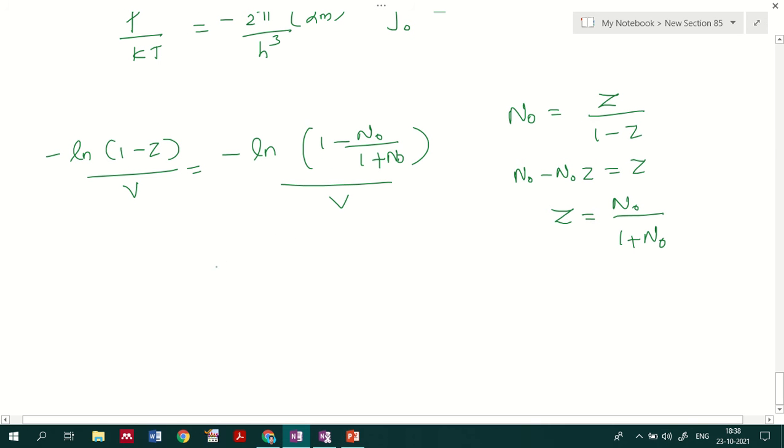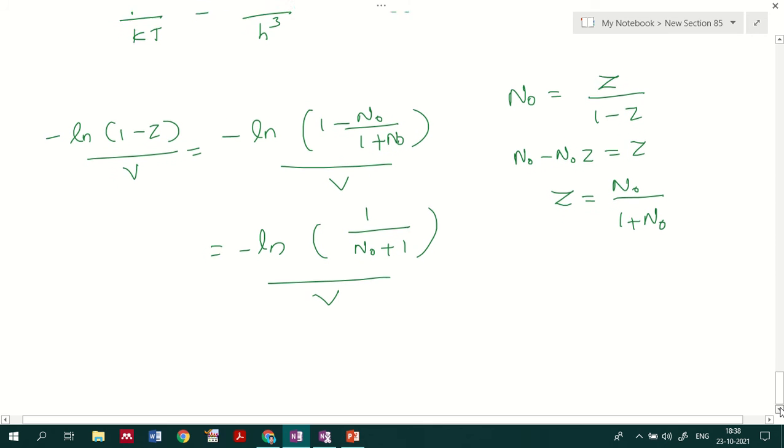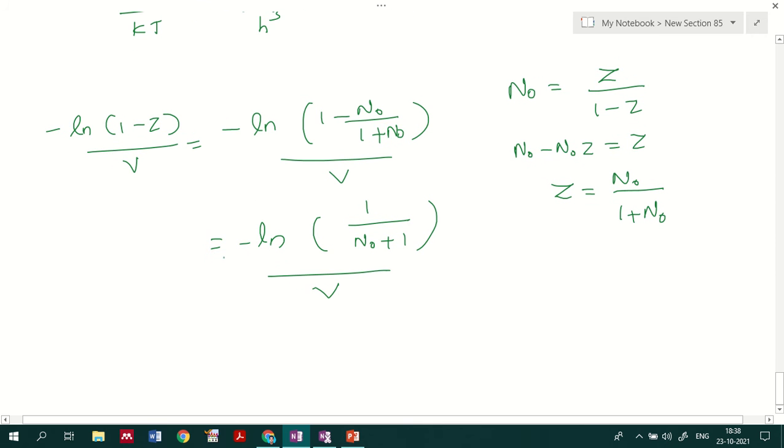So this I can write as minus ln(1 by n0 plus 1), divided by V. Applying the logarithmic property, this equals minus [ln of 1 minus ln(n0 plus 1)]. We know that ln of 1 is equal to 0, so what remains is minus ln of 1 over n0 plus 1.